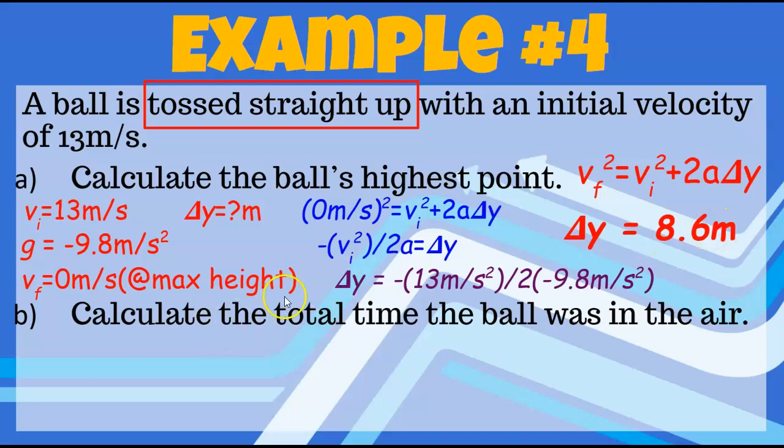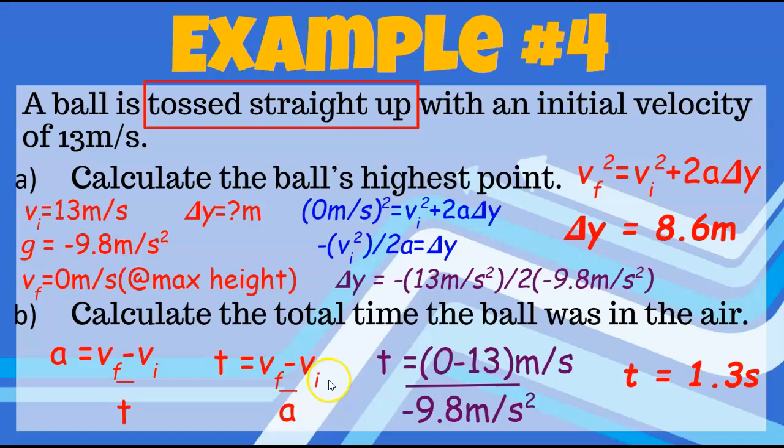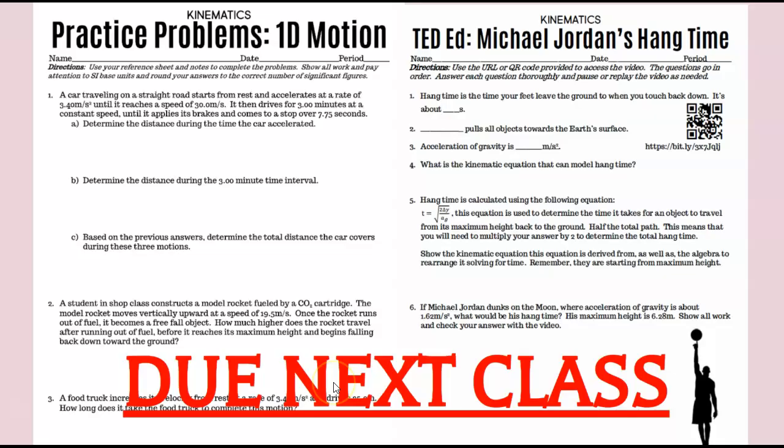Then we're going to calculate the total time that the ball was in the air. Using all this information, we're going to use the basic acceleration formula. Since I know what acceleration is, in this case the negative 9.8 meters per second squared, and I know my initial and final velocities, I'm just solving for time. So this is the extra formula to use, plug everything in, and then my time would be 1.3 seconds.